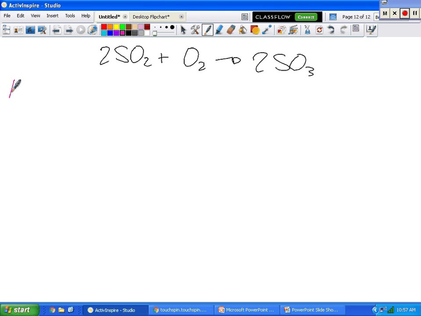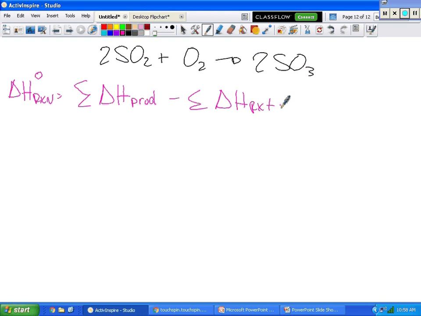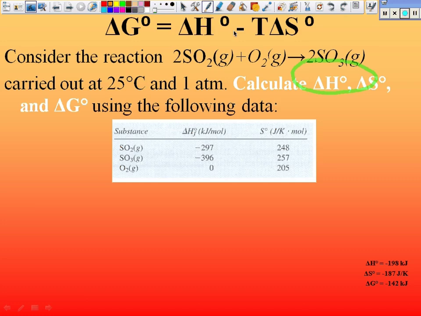And so the delta H of the reaction is equal to the sum of the delta H of the products minus the sum of the delta H of the reactants. So when I do that, I'm going to have the product, which is 2 times SO3 minus. Now, this next part, there's something interesting about the tables, and I want to go back in and look at it for just a second. It has to do with this part right here.